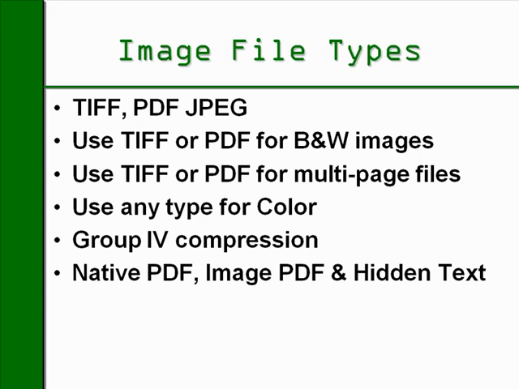There's also three different types of PDF files. There's native PDF files, image PDF files, and image plus hidden text PDF files. And just to go over the differences, a native PDF file is a PDF that's been generated using either the Acrobat Distiller or by printing to a PDF file from an application like Microsoft Word. Native PDF files are text-based. They don't have a picture of the document. It's the actual document text laid out in a PDF file.